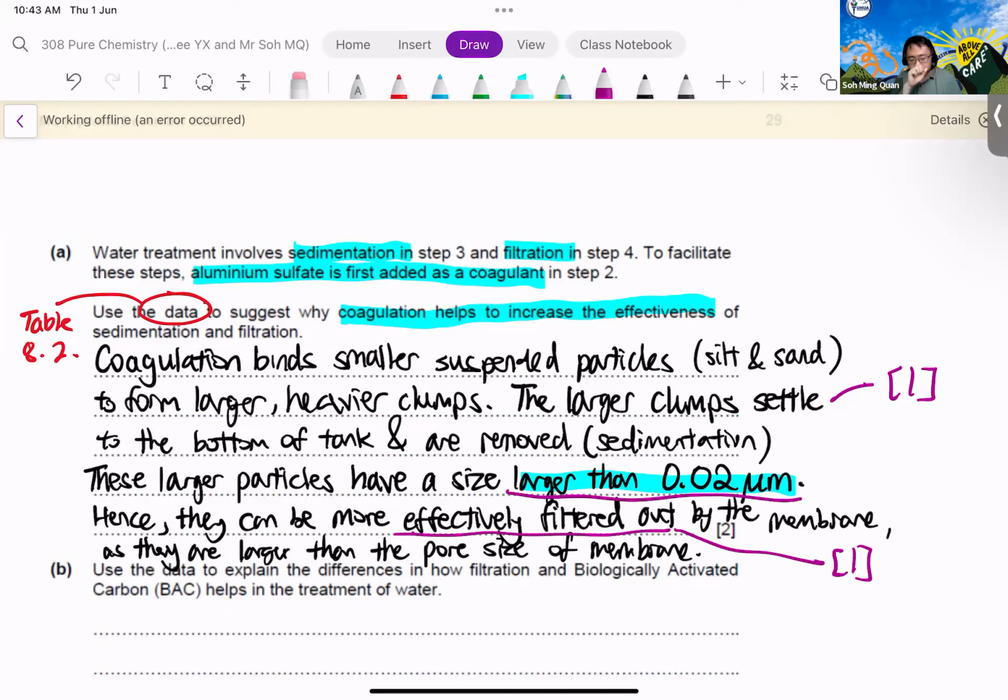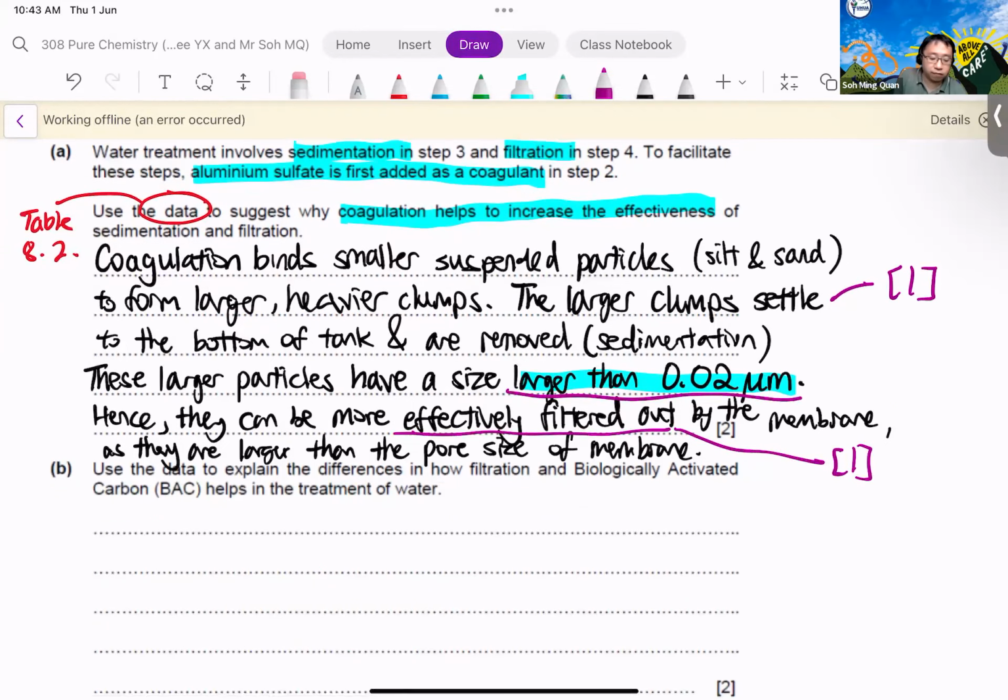Okay, next part B: use the data to explain the differences in how filtration and BAC help in the treatment of water. Filtration, you should already know. Using a membrane or a filter paper, you filter away insoluble solids.